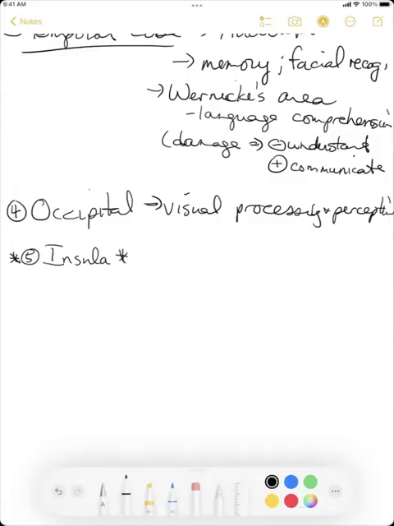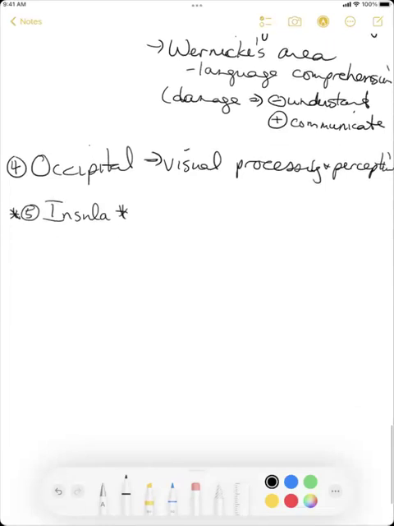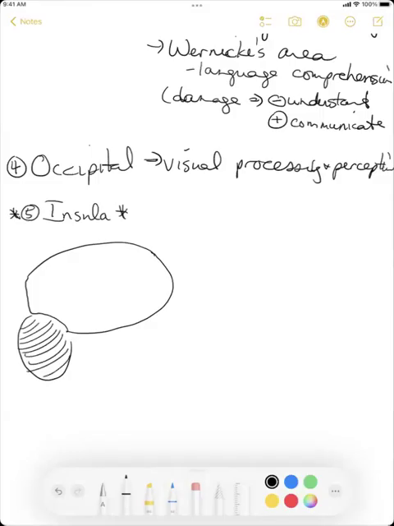If we were to actually look at half of the brain, a lateral view, I'm going to try my best to draw this. Okay, that's good enough. Essentially, this is going to be anterior, or the front of the body. This is going to be posterior, or the back of the body.